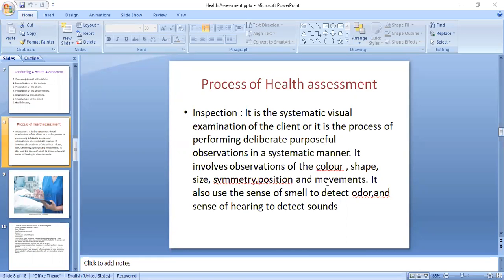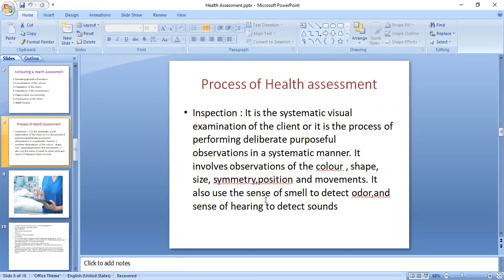like if he is having jaundice or any cyanosis or not. We have to assess the skin color. Then shape. We have to see the shape of the nose, the shape of the ear, if it's symmetrical or not, if it's in proper position, and the movements of joints, whether they can move their joints properly or not. We have to observe all this in inspection.